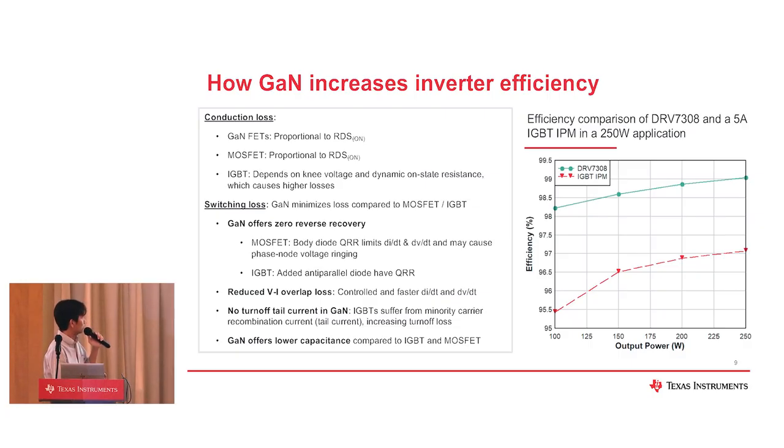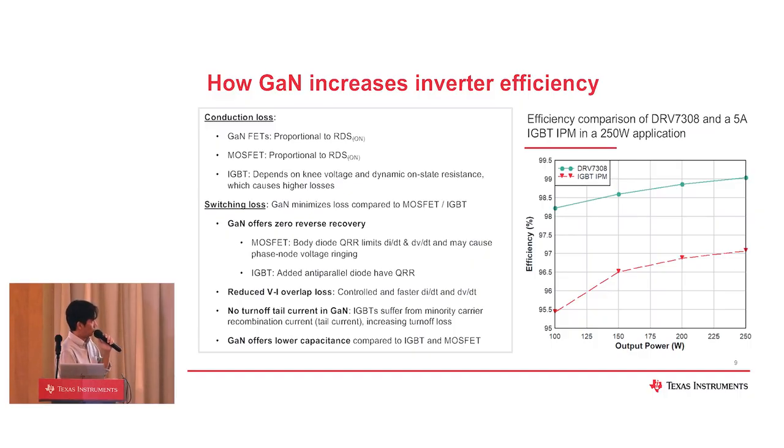Next, because the GaN can be switched fast, and the switch voltage and current can be controlled, you can control the di/dt and dV/dt to minimize the overlap. It also offers lower capacitance compared to these two conventional power switches.